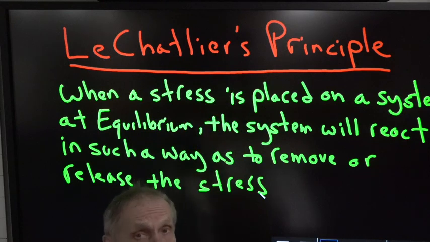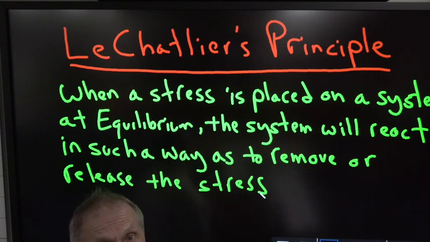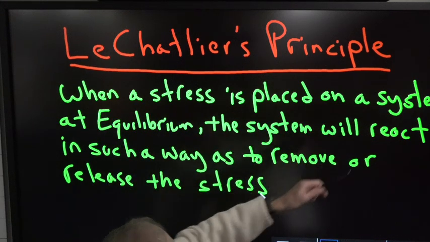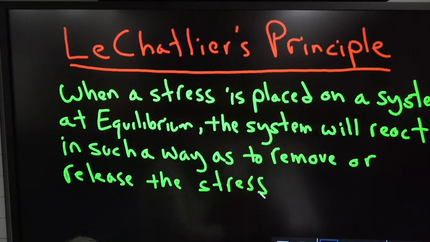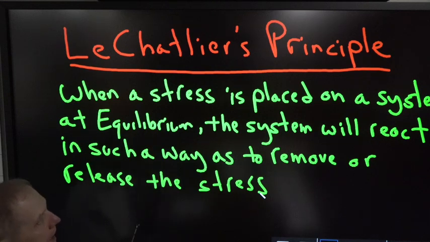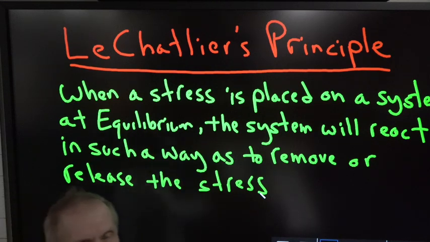So this is Le Chatelier's principle. And it's like a life principle, actually, not just for chemical reactions. Le Chatelier's principle: when a stress is placed on a system at equilibrium, the system will react in such a way as to remove or release the stress. So what the heck does that mean?